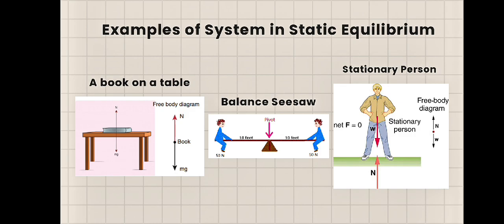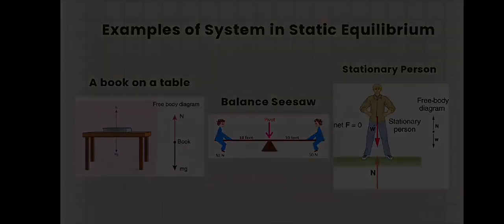Number 1. A book on a table. The downward pull of gravity is balanced by the upward push of the table. Number 2. The stationary person. The ground pushes up with a force equal to the person's weight, keeping them still. Number 3. A balanced seesaw. The weights on both sides are equal, and the torques cancel out, keeping it level. In each of these examples, there is no unbalanced force and no rotation, so the system is in static equilibrium.